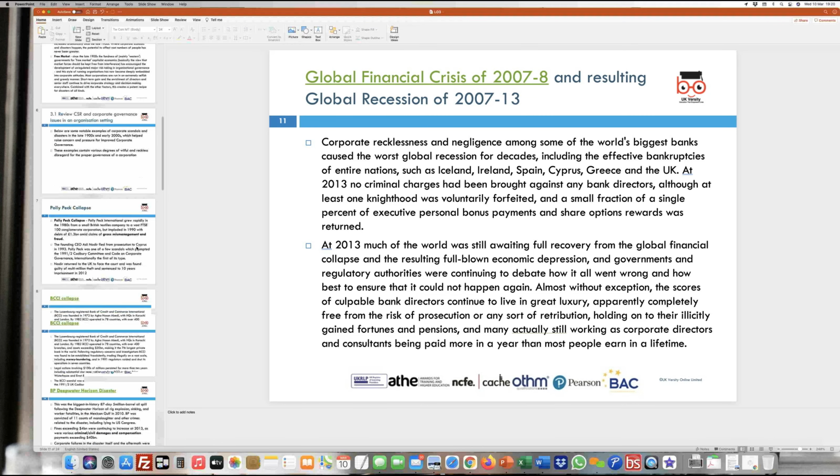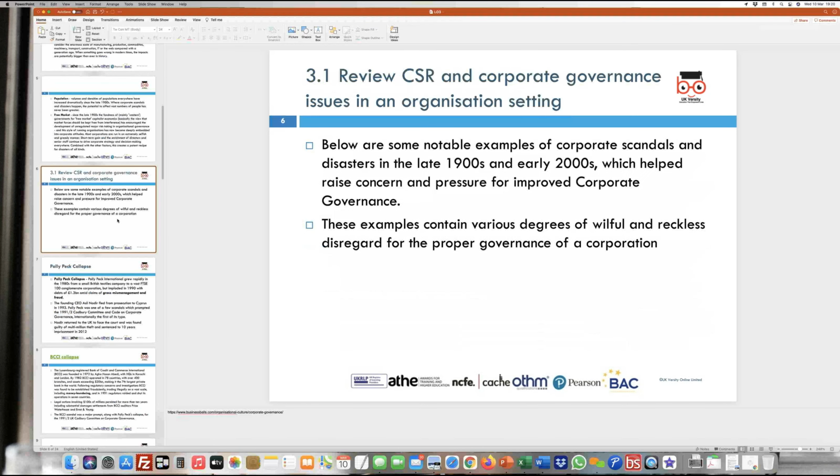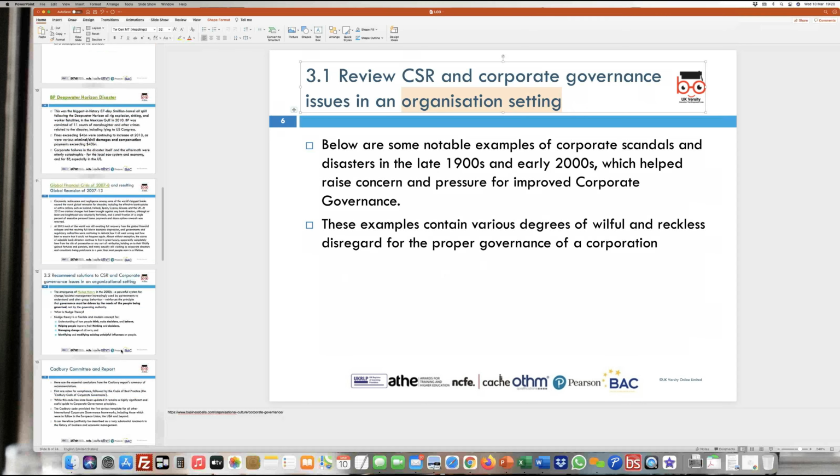So this helps us cover this in detail. If you take one example and recognize the problem of CSR and highlight the problem of corporate governance by taking a named organization, that would allow you to complete this task. Is that okay?